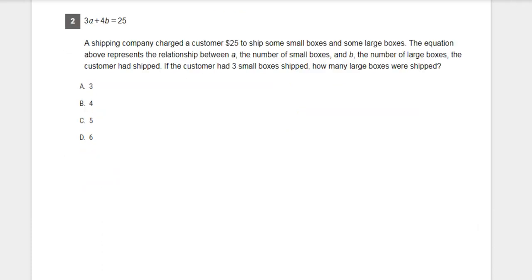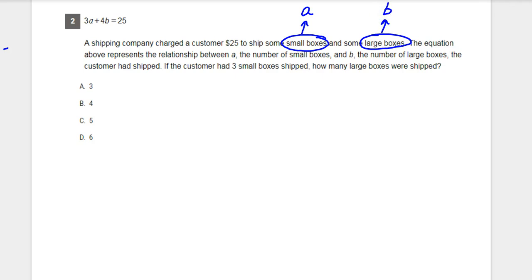Number 2, I have an equation up there. 3a plus 4b is 25. I need to figure out what a and b are to substitute in here. But it says a shipping company charged a customer $25 to ship some small boxes and large boxes. So this is what we're dealing with. 2 different size boxes. The equation above represents the relationship between A, which is the small boxes, and B, which are the large boxes.